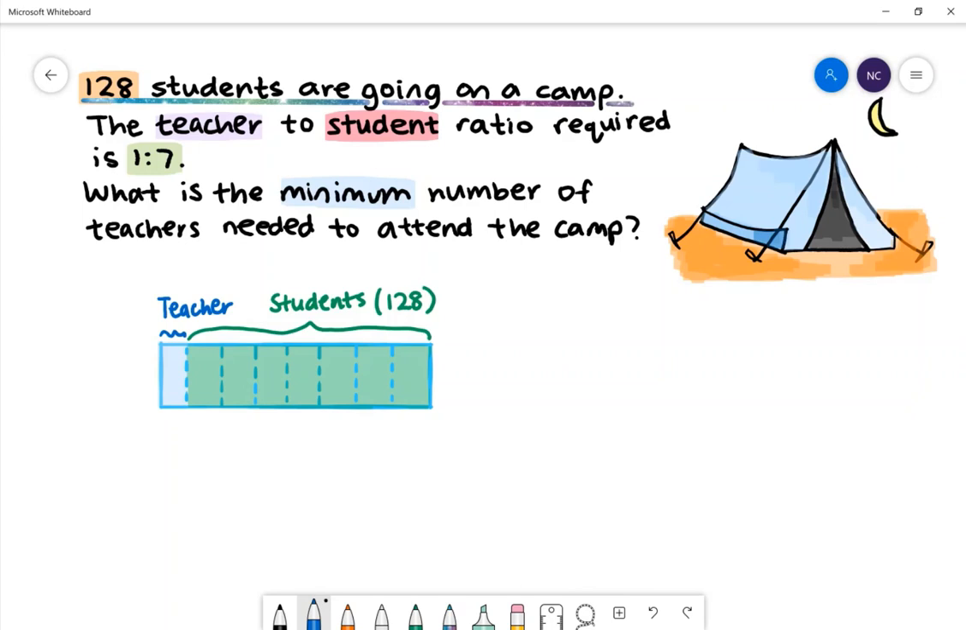Let's first start by finding one part of the ratio. To find one part of the ratio, we'll take the 128 students and divide it by 7. One part of the ratio represents 18.28 people. The number of teachers required also represents one part of the ratio. We can't have 18.28 teachers, so we need to round up to the nearest whole number. The minimum number of teachers required will therefore be 19.